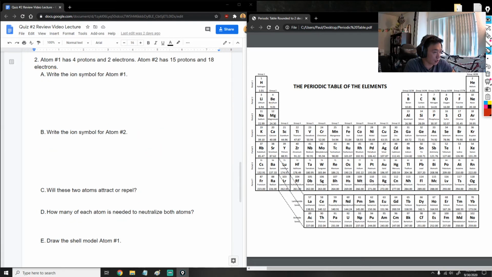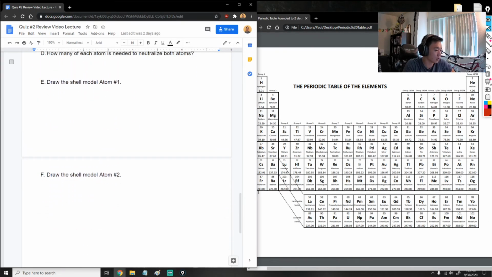Alrighty guys, so now what we're going to do is draw the shell model. I'm going to draw the shell model for atom number 1 and then the shell model for atom number 2. We said that atom number 1 is Be2+, and atom number 2 is P3 minus. We know that Be2+ has 4 protons and 2 electrons, and atom number 2 has 15 protons and 18 electrons. And we got these numbers from the top. Okay, so let's start with Be2+.